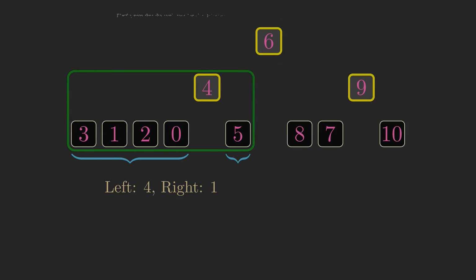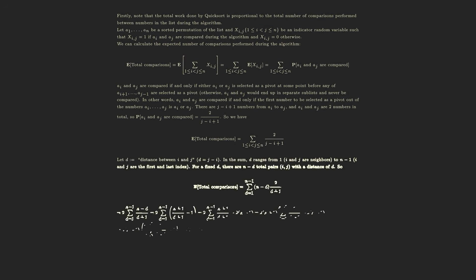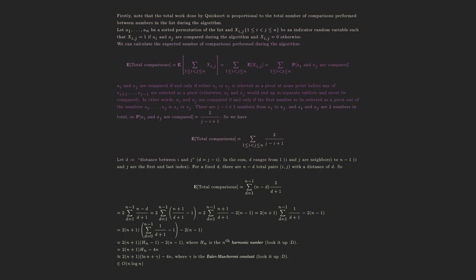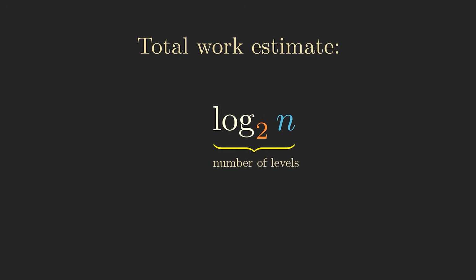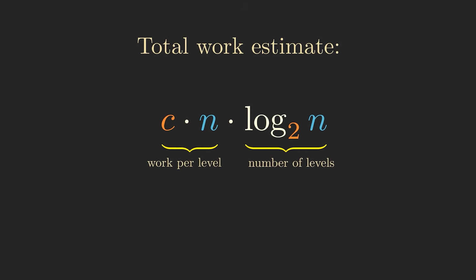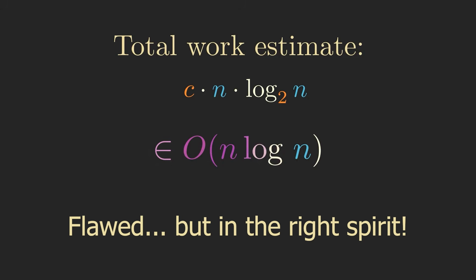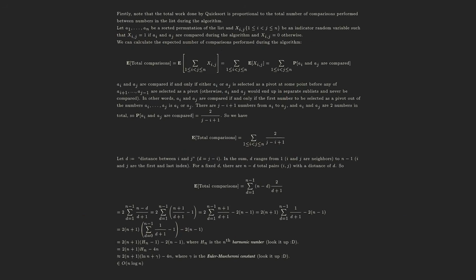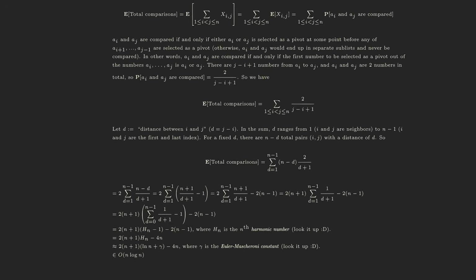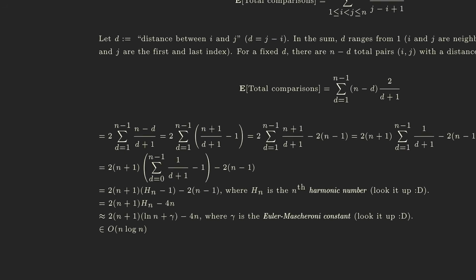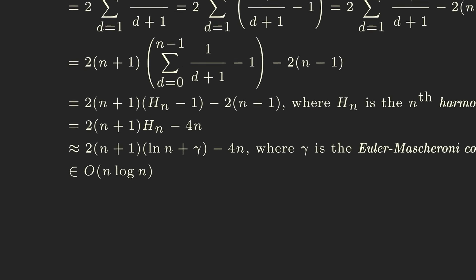The details of the correct analysis are a little more complicated and honestly a bit besides the point for this video, but what you should know is that even though the argument we just did is flawed, it is at least in the right spirit, and the real expected running time does in fact still work out to be O of n log n when you flesh out everything properly. It just takes a bit more nuance to get there.